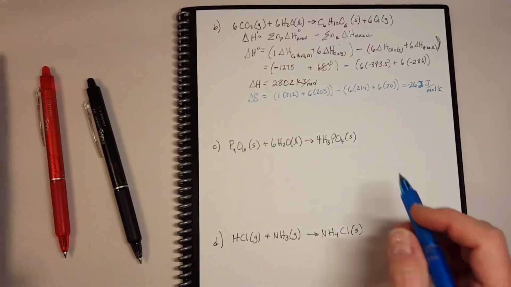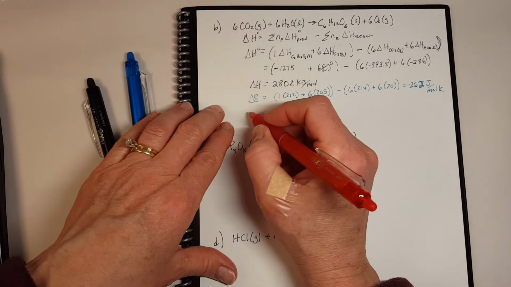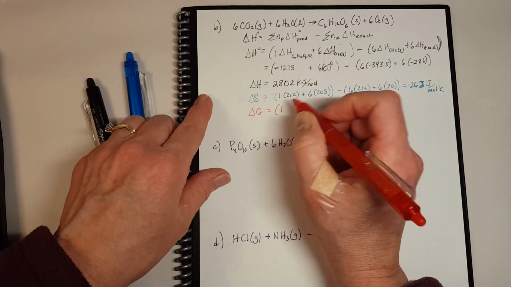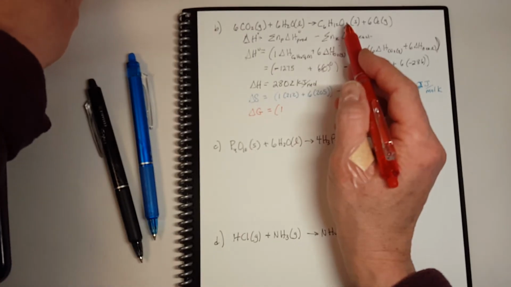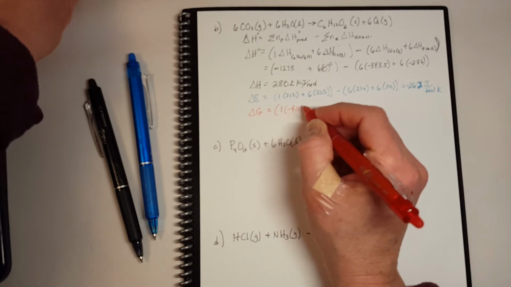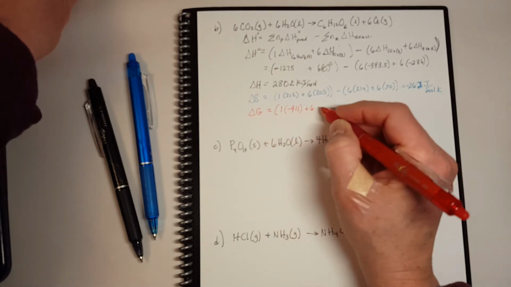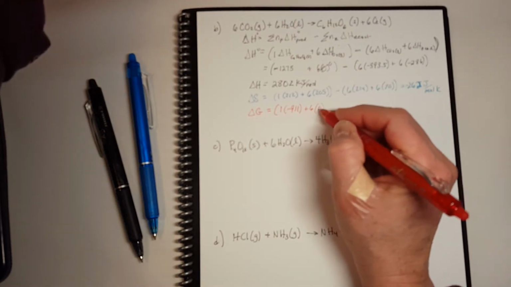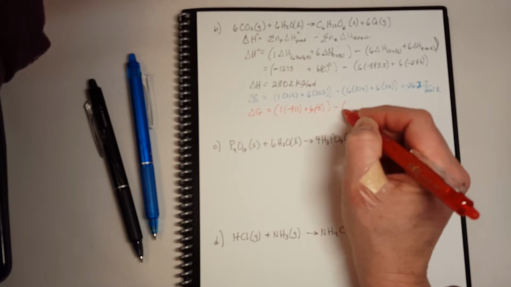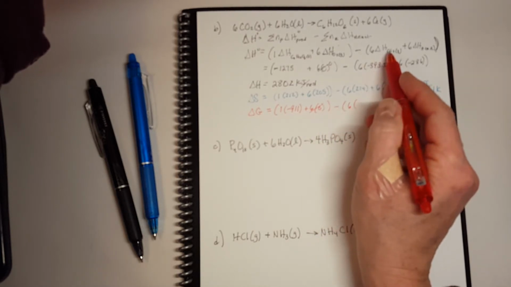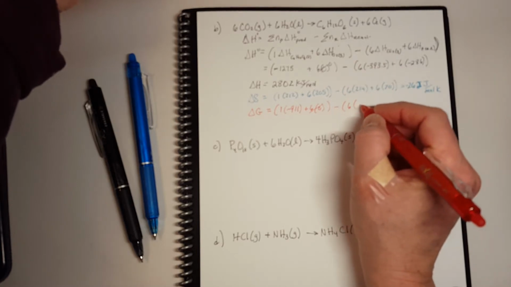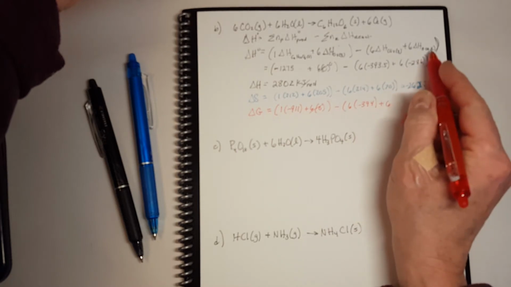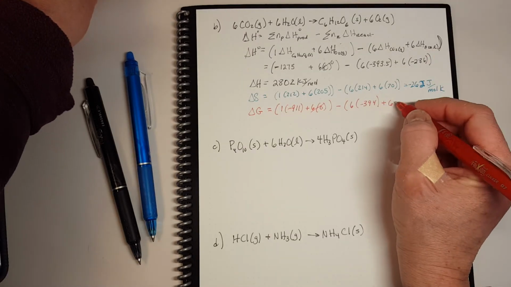And then we're going to do our delta G. And our delta G is going to be 1 times the delta G of C6H12O6, negative 911 kilojoules per mole, plus 6 times the delta G of O2, which is 0. Right, so that part goes to 0, minus 6 times the delta G of CO2, so negative 394, plus 6 times the delta G of H2O liquid, which is negative 237.